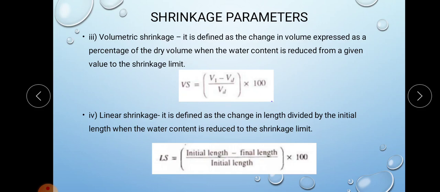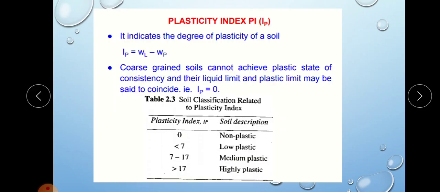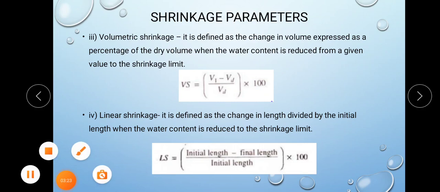This linear shrinkage is defined as the change in length divided by initial length when water content is reduced to the shrinkage limit. In volumetric shrinkage it is expressed in volume, and in linear shrinkage it is expressed in terms of initial length, that is change in length. That is (initial length minus final length) divided by initial length into 100. That is linear shrinkage. So these are the shrinkage parameters.